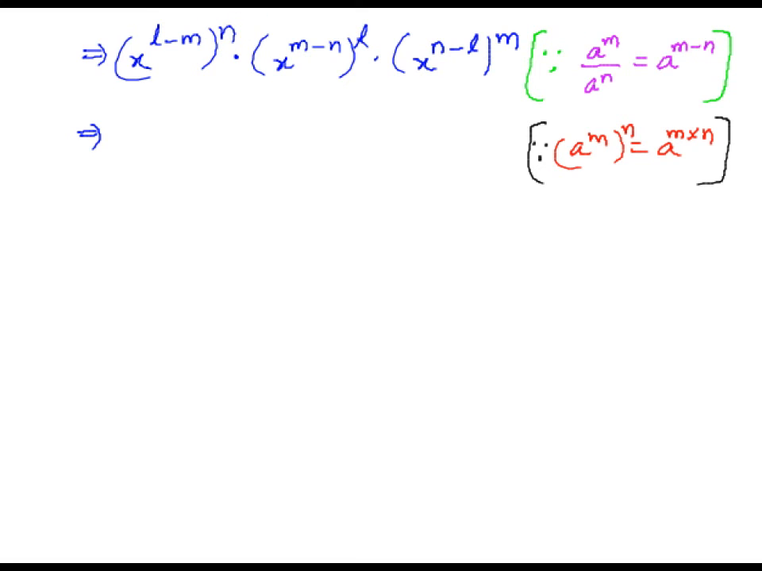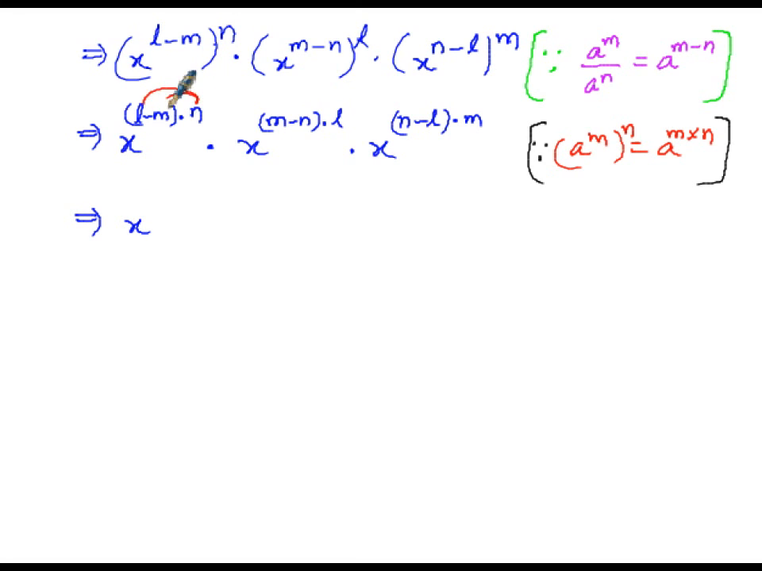So x to the power of L minus m must be multiplied, bracket indicates into, with n. Then our next logical step will be x to the power of L minus m into n, into x to the power of m minus n must be multiplied with this L, into x to the power of n minus L must be multiplied with this m. I got this logical step by this reason. Then the next logical step, that implies x to the power of, here n must be multiplied with this entire bracket, L with n and L with m, similarly L with m and n with L, with n, m into n and m into L.